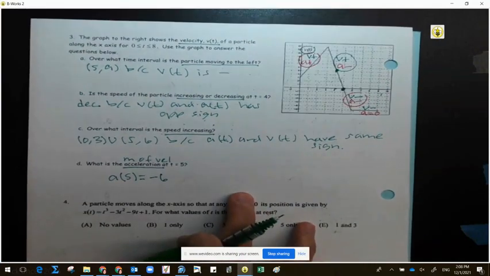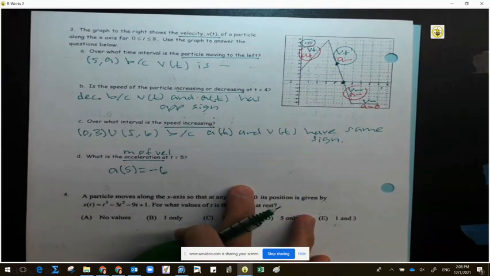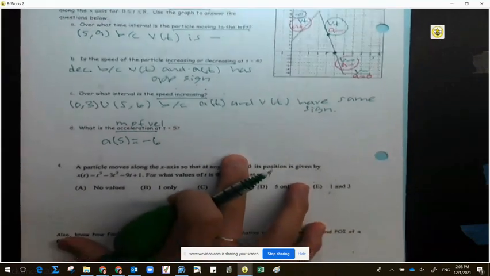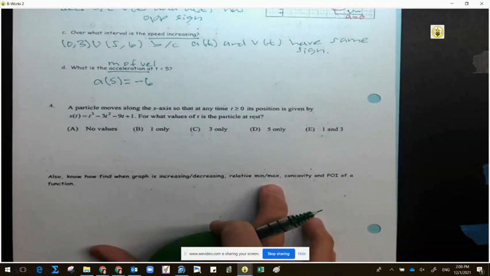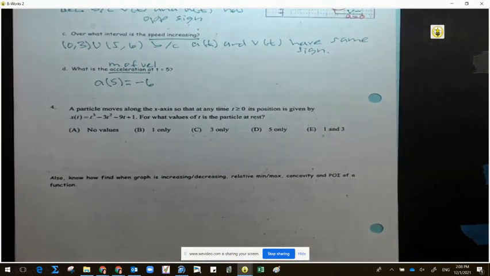All right. Any questions on these 4 so far? No. Good. All right. So on number 4. Graham, let's read number 4. A particle moves along the x-axis any time t is greater than or equal to 0. Its position.